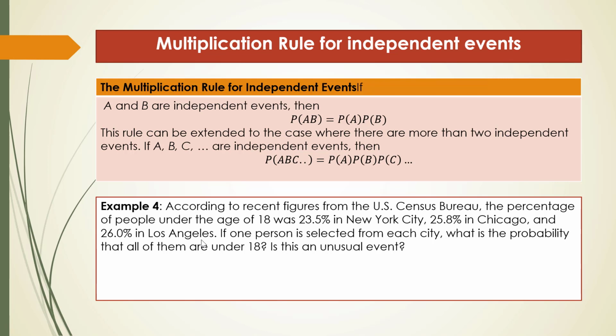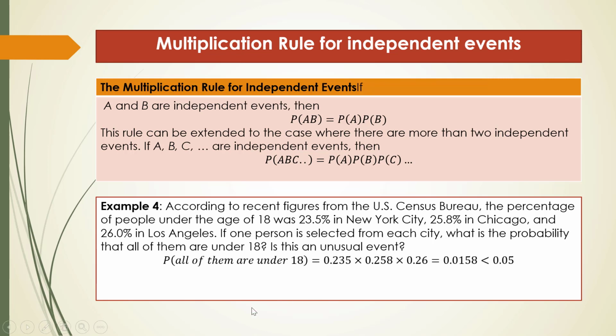So here, from each city we are going to select one person at random. Let's say I'm going to select person A from New York City, B from Chicago, and C from Los Angeles. So the probability that all of A, B, C are under 18 is the probability that A is under 18 times the probability that B is under 18 times the probability that C is under 18.